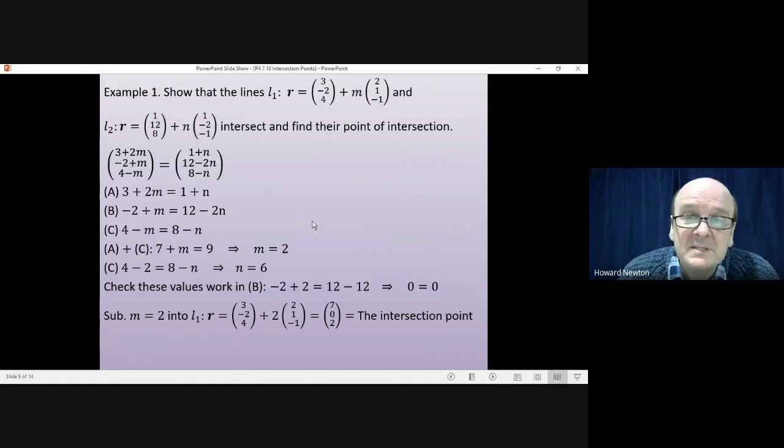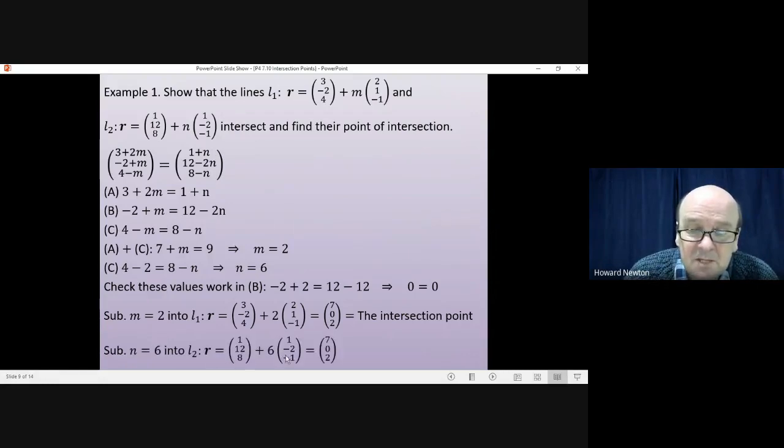To find the point of intersection of these lines, I can either substitute m equals 2 into the first line, which is what I've done here. And if I substitute m equals 2 in, multiply the brackets, add things together, I get (7, 0, 2) for the point of intersection. But equally well, I could substitute n equals 6 into the second line. And if I substitute n equals 6 into the second line, then I'd get this. But again, if I multiply the brackets, add things together, I get exactly the same answer. So (7, 0, 2), that's the point of intersection of these two lines.